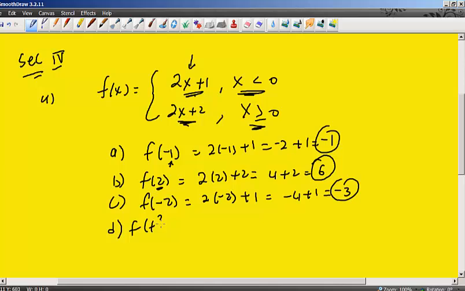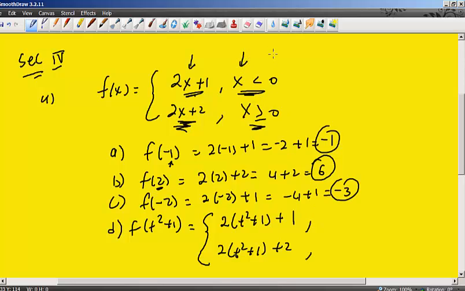And the last one is f of t to the second plus 1. Alright, so now which one do I plug it into? Well, this is just t squared plus 1. That means I've got to plug it into both of those. So I'm going to have 2 times t squared plus 1 plus 1. And then in the bottom one, when I plug that in, I'm going to get 2 times t squared plus 1 plus 2. But I can't stop there because I also have to plug in for that x. So I'm going to plug in t squared plus 1 there. So I have to write t squared plus 1 is less than 0, and t squared plus 1 is greater than or equal to 0. Okay, so that's it.